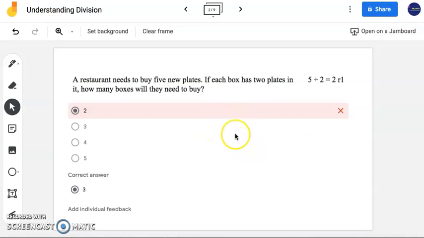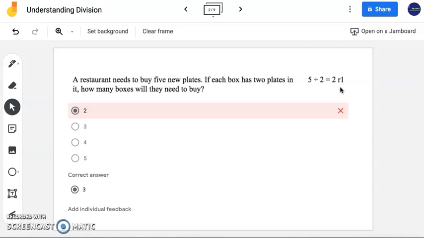So here it says a restaurant needs to buy 5 new plates. If each box has 2 plates in it, how many boxes will they need to buy? So notice here we already solved the problem. 5 divided by 2 is 2 remainder 1. So we did the division. We know there's a quotient of 2 with a remainder of 1.